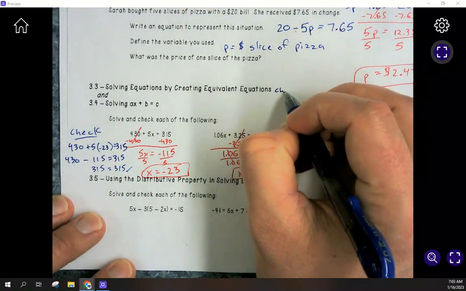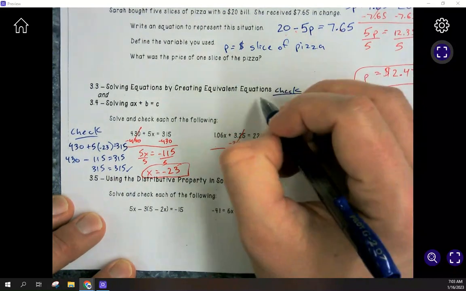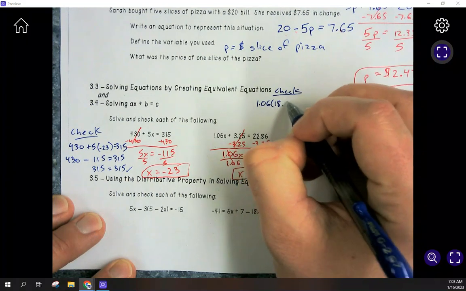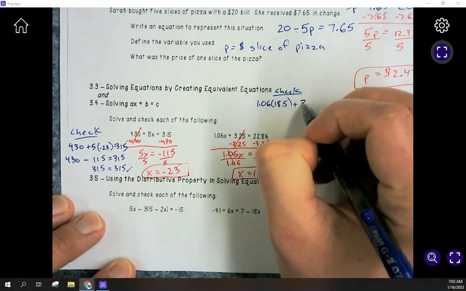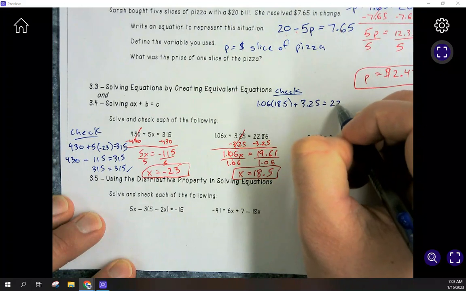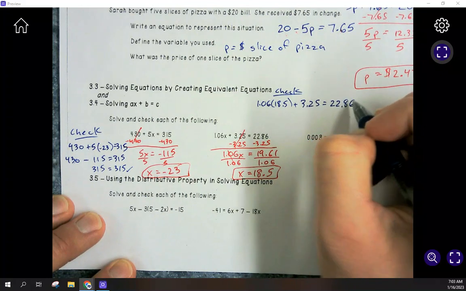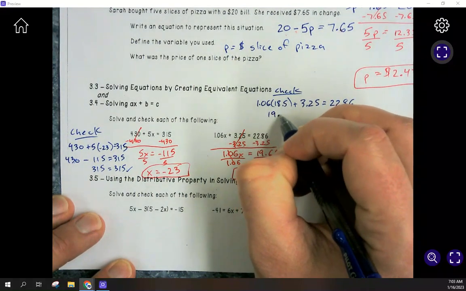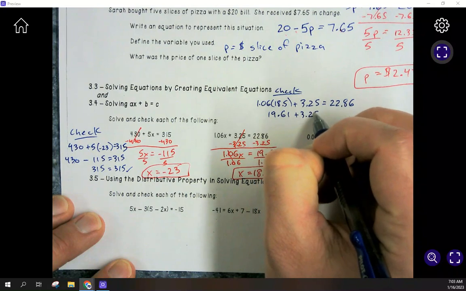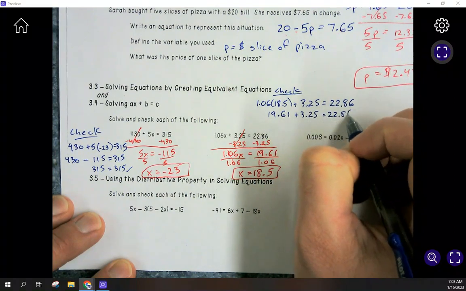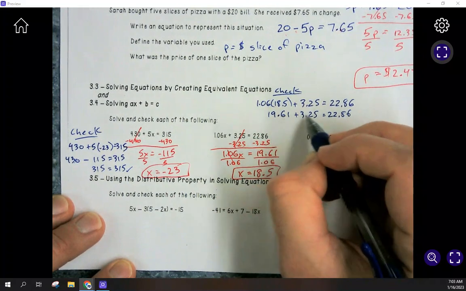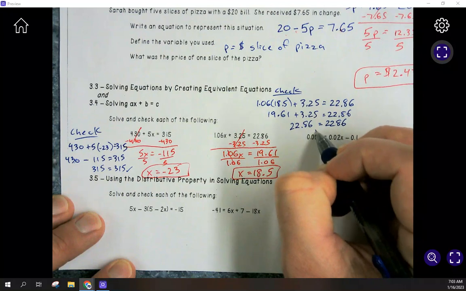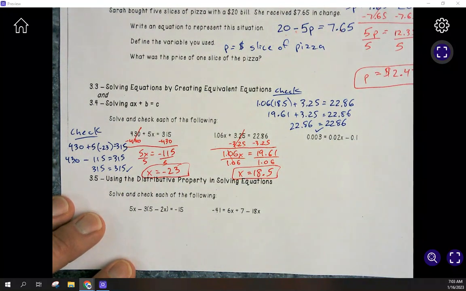I'm going to go ahead and do the check up here. So rewrite the original 1.06. Instead of x, we're going to plug in 18.5. Okay, we go ahead and we multiply. And finish it out. Add these together, you get 22.86, which matches the other side. Check works. We know 18.5 is the correct answer.